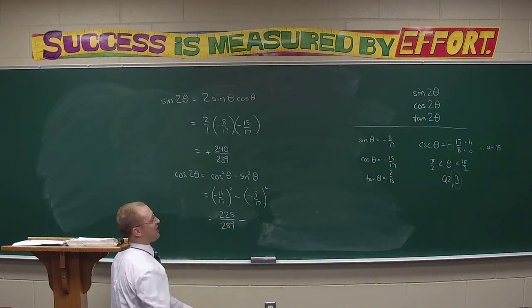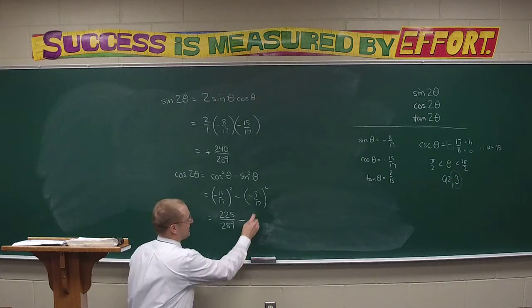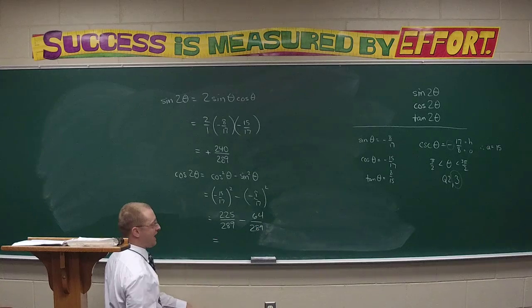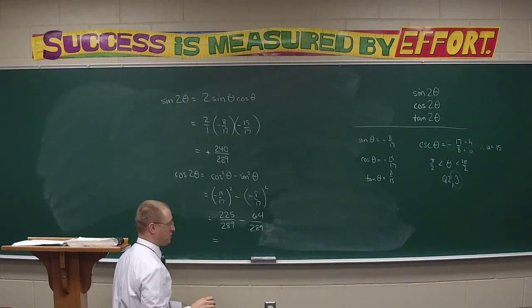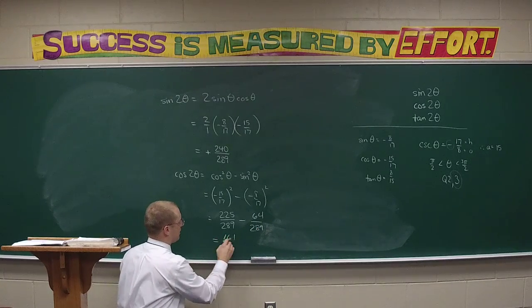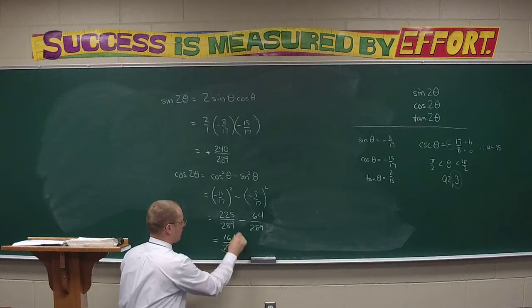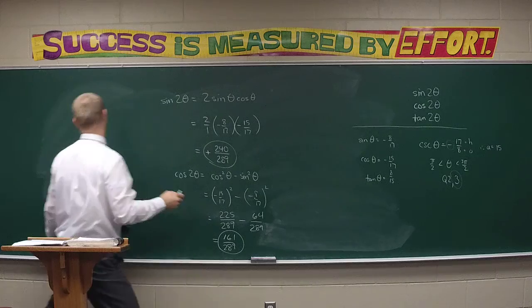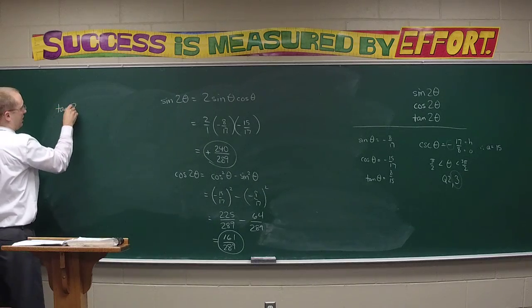Anyway, so we square the negative 8 over 17. 64 over 289. And then we subtract: 225 over 289 minus 64 over 289 is positive 161 over 289. And there's that answer. Then we need to find the tangent of 2 theta.